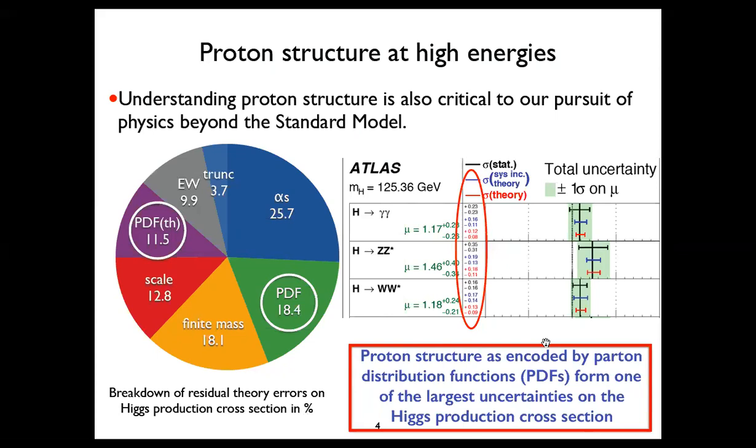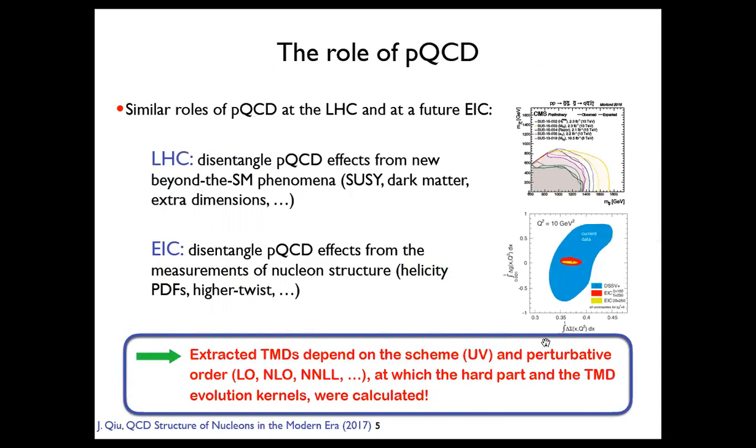In both of these situations, perturbative QCD is the nuisance parameter. In the case of an electron ion collider, what we are interested in is such things as polarized PDFs, higher twist effects, other types of interesting structures of the proton. Perturbative QCD is something that interferes with this, which we must disentangle to understand the quantities of interest. It's a similar situation at the LHC, where we want to understand the Higgs cross-section. We want to search for such things as supersymmetry or dark matter. And again, what we have to do is disentangle perturbative QCD effects from these other quantities that we're interested in.